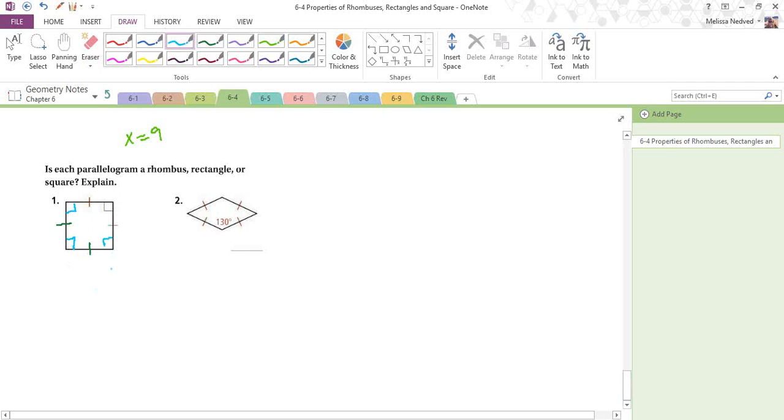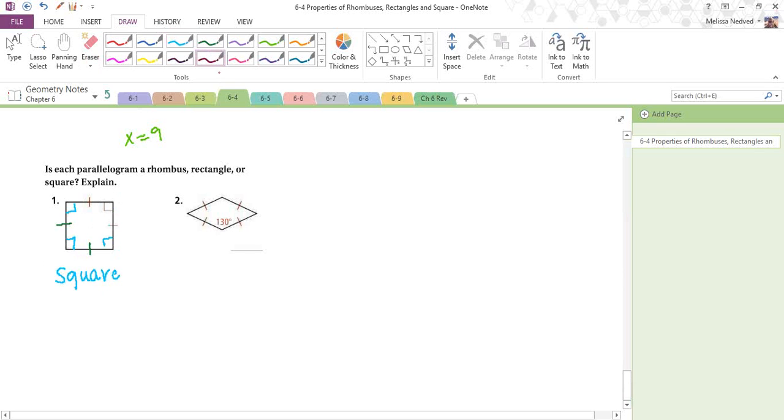If you identify a parallelogram to be both a rectangle and a rhombus, then we have a square. We always want to be as specific as we can. So just telling me rectangle or rhombus would not be sufficient. Make sure that you identify it as both, and then we name that a square.